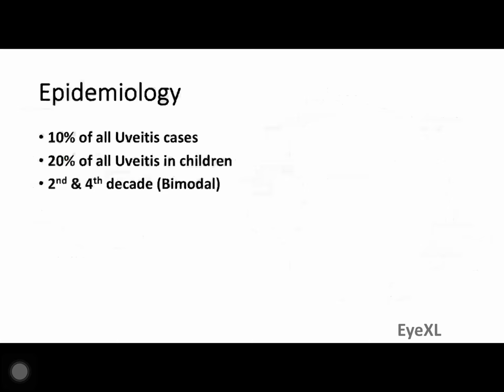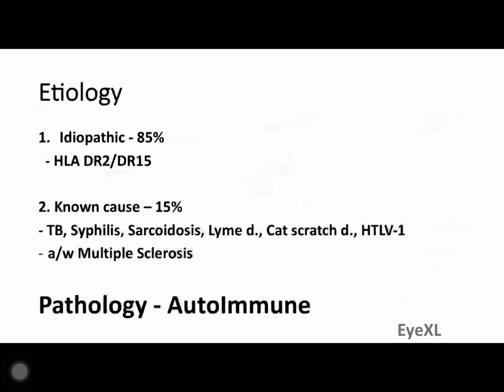10% of all uveitis cases are intermediate uveitis. Of the rest 90%, most are anterior and a little bit is posterior. But it is more common in children, such that there is a 20% chance that the uveitis is an intermediate one. And the incidence peaks in the second as well as the fourth decade. It is not second to fourth, it is second and fourth decade. So a bimodal distribution is said to occur.